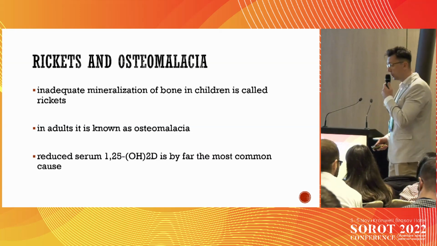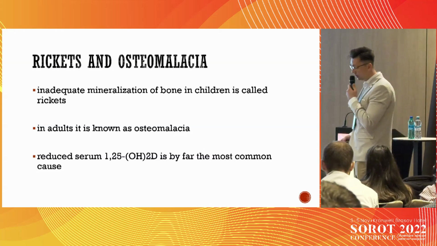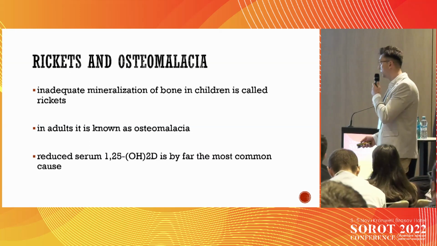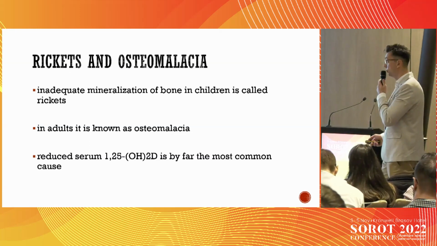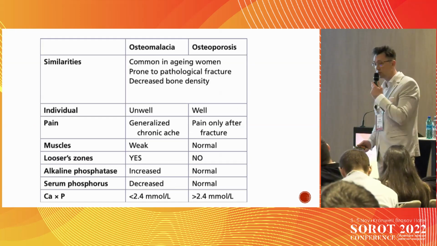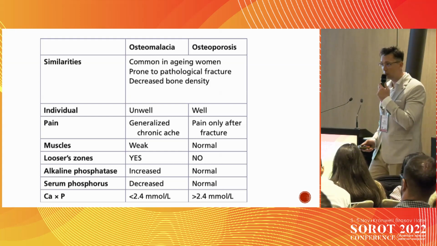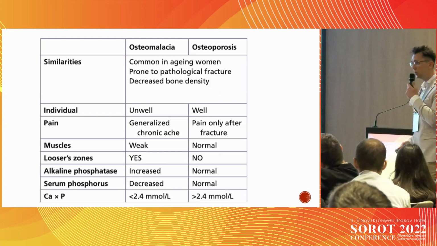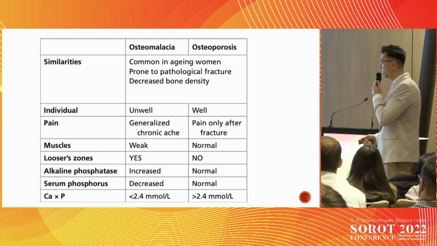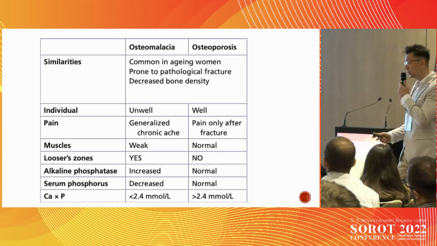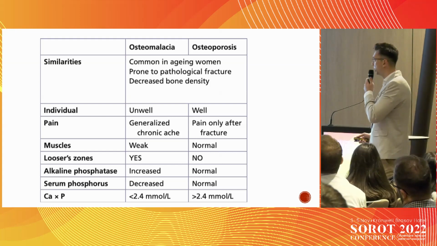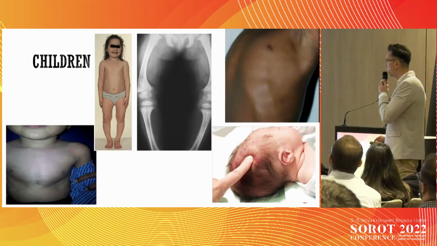Inadequate mineralization of the bone in children is rickets, and in adults is osteomalacia. The crucial problem is reduced serum active form of the vitamin D. To differentiate osteomalacia from osteoporosis, we can only use DXA. We have to measure the T-score. If the T-score is between -1 and -2.5, it is osteopenia. If it is lower than -2.5, it is osteoporosis.